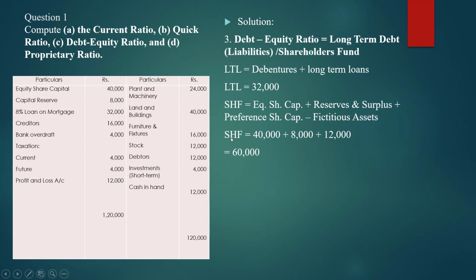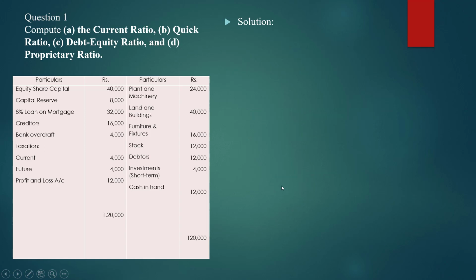So we got the value of shareholders fund and the long-term loans. Now we can put it in the debt equity ratio, which will be 32,000 divided by 60,000. We get the answer of debt equity ratio as 0.53:1. So 0.53:1 is our debt equity ratio. Next we'll come to the proprietary ratio.